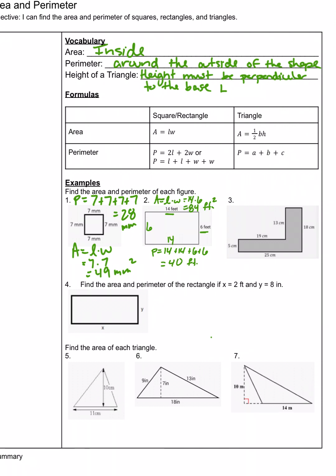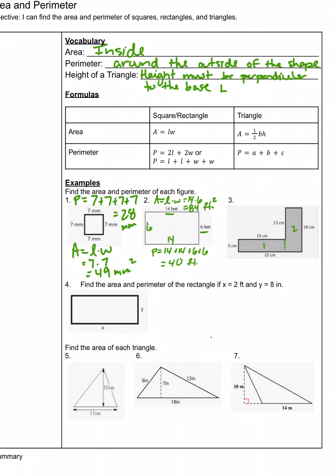Okay, number 3 is a little bit different, because it's a composite shape. It means it's made up of more than one shape put together. So we need to maybe draw an imaginary line here, and we just separate this into 2 rectangles. And I can do that in a couple different ways. One, I can see, well, what if I cut it right here? And this is rectangle 1 and this is rectangle 2. Or I also see, what if I draw a line here? And this is rectangle 1 and this is rectangle 2. It doesn't make a difference which way we want to do this.